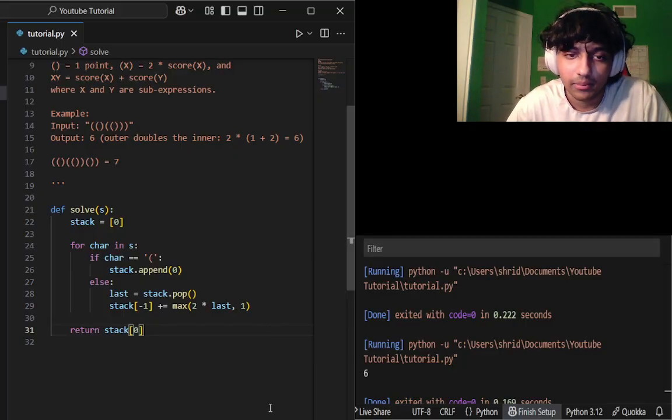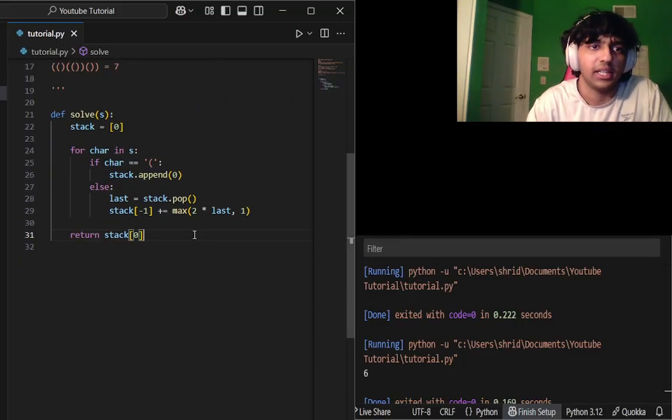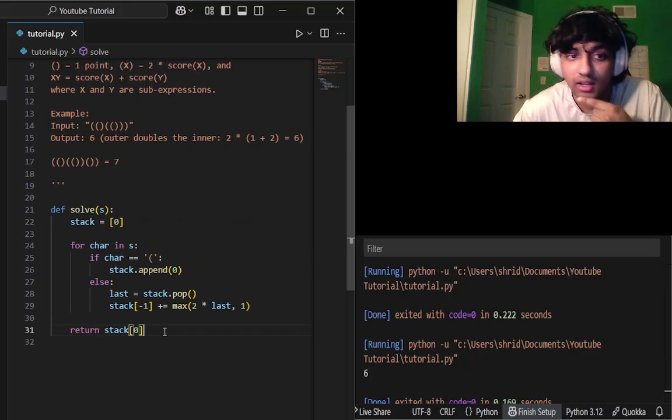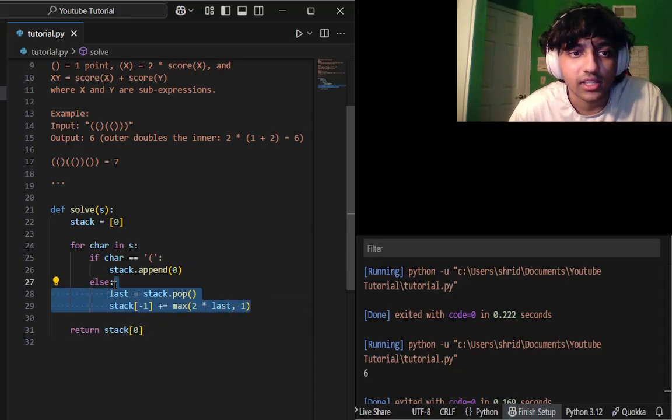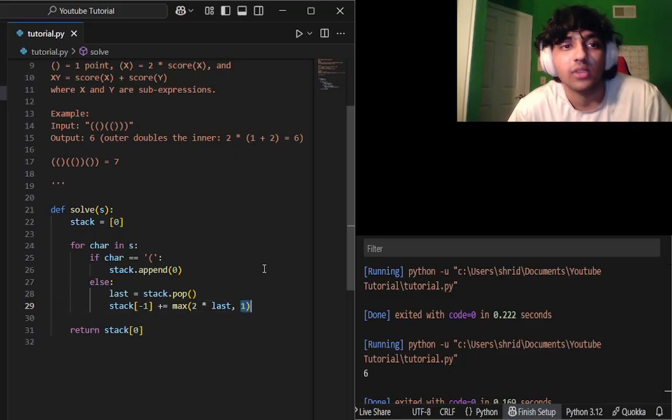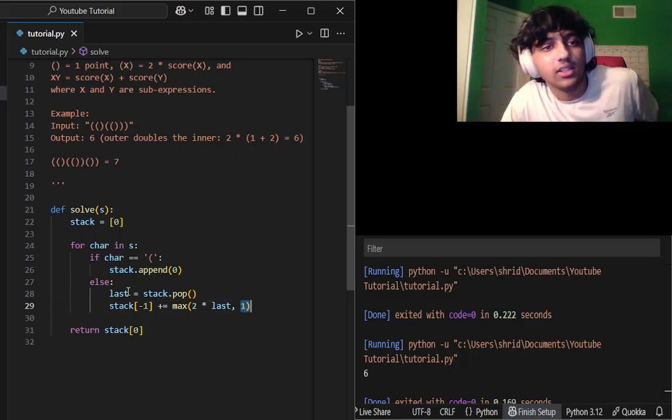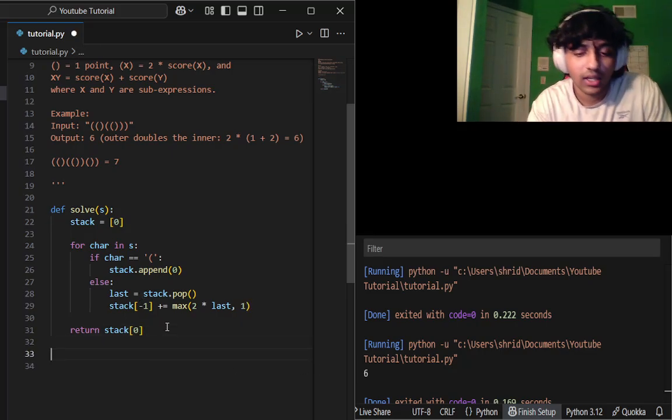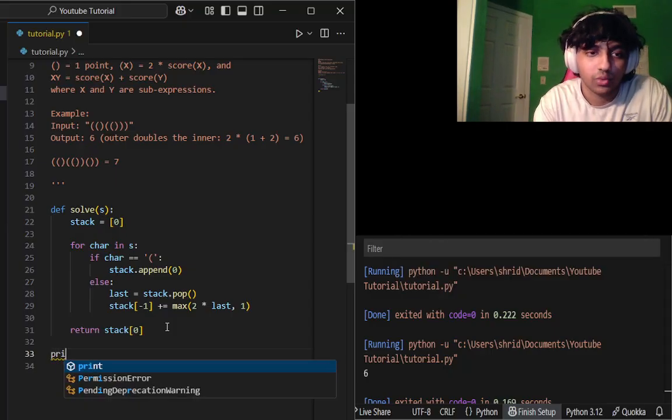We're a bit over time, but actually no, we have plenty of time. Hopefully the explanation was mostly clear on how this logic exactly works, how the stack works, and how it's continuously keeping track of the score by either doubling it or just increasing it by 1 if they're next to each other. Now we can test the code just to see if it's working.